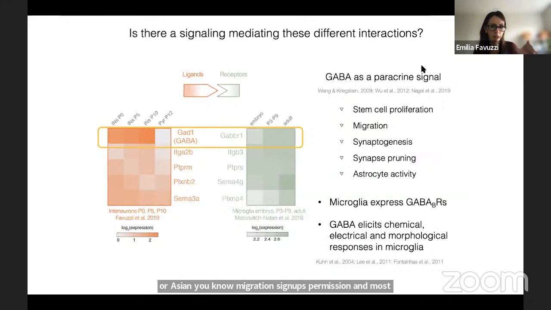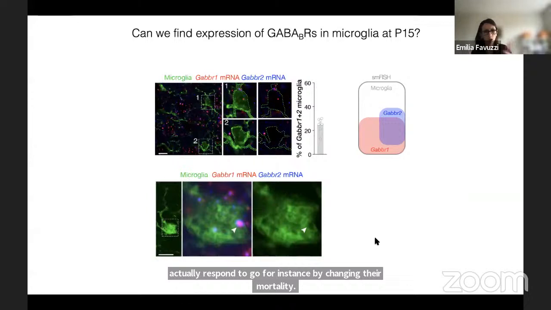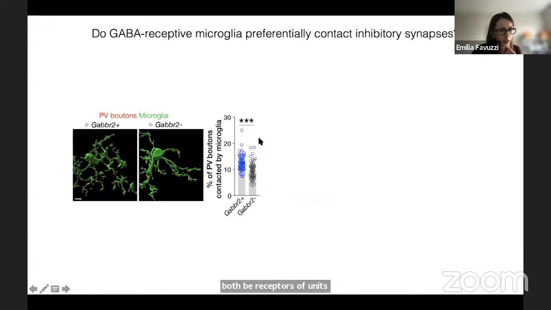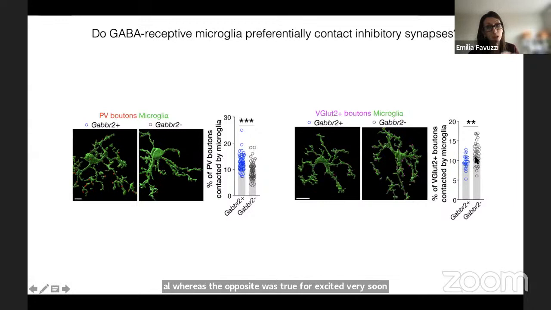On the other side, previous work in the adult had shown that a subset of microglia express GABA-B receptors, and they can actually respond to GABA, for instance, by changing their motility. So the first thing that we did was to confirm that at P15 in the somatosensory cortex, around 20% of microglia express both GABA-B receptor subunits. And then we found that these PV inhibitory synapses were preferentially contacted by GABA-receptive microglia, whereas the opposite was true for excitatory synapses. They were preferentially contacted by microglia that did not express GABA-B receptors.